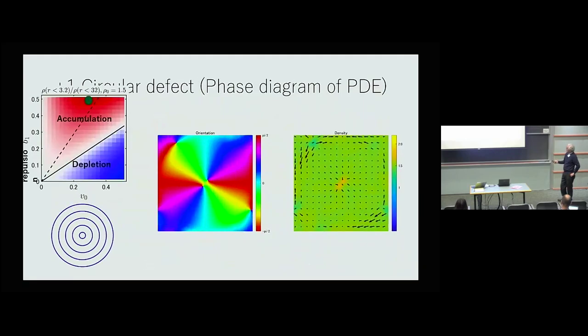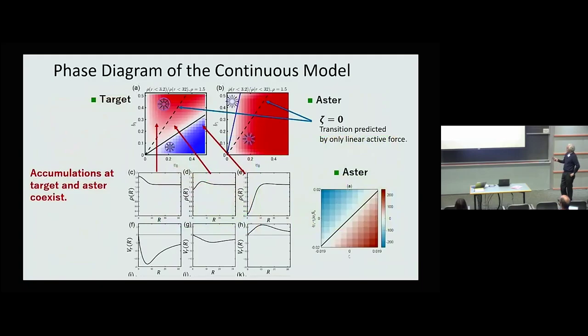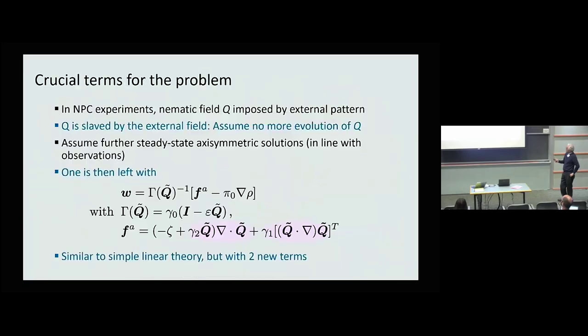For the target pattern, for instance, again, the density is higher at the core. And this is the phase diagram for the target and the aster in the full PDE, and then this is the almost conclusion. So we now have these two nonlinear terms. This is crucial to explain this behavior.